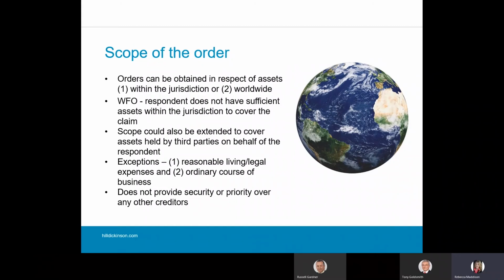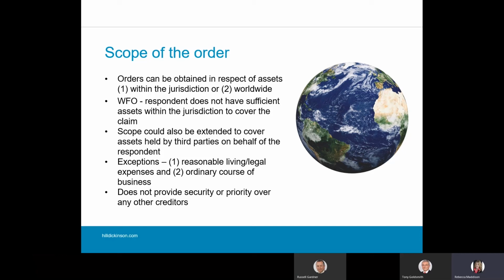So we're going to have a look at the scope of a freezing order. Orders can be obtained in respect of assets either within the jurisdiction or worldwide. A worldwide freezing order is sought when a respondent doesn't have sufficient assets within the jurisdiction to cover the applicant's claim. We would, for instance, usually require a worldwide freezing order in the context of shipping claims, given their international nature. The scope can also be extended to cover assets held by third parties on behalf of the defendant.